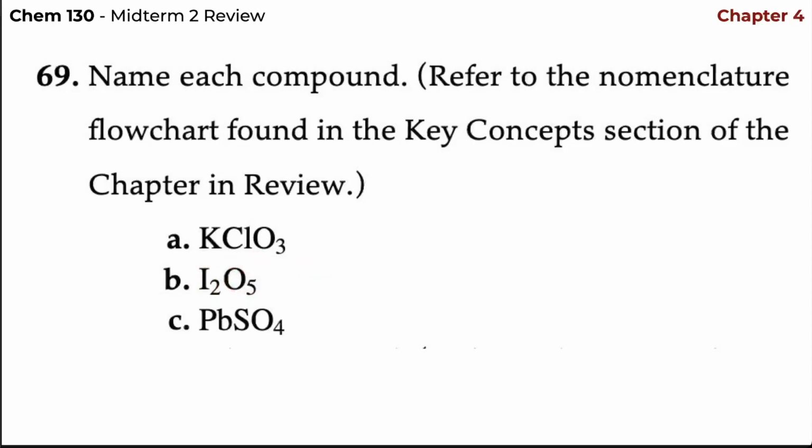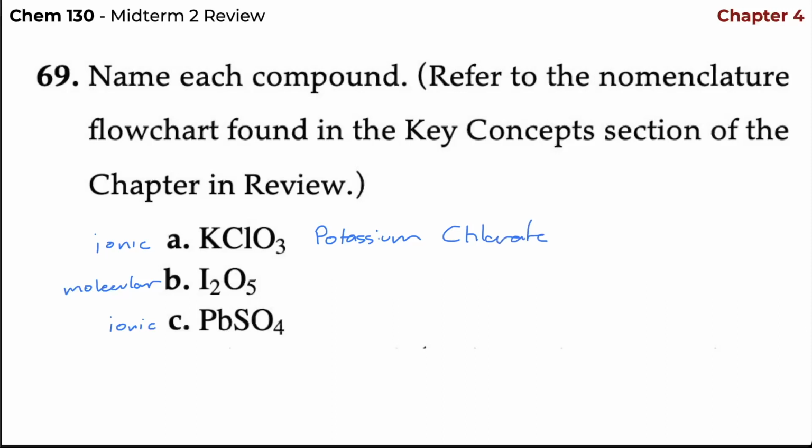And this one, actually, let me just write them down. Ionic, molecular, and this one is also going to be ionic just because, again, it's another polyatomic ion, right? So then to write the name of this is just potassium, and then the polyatomic ion, which is chlorate.